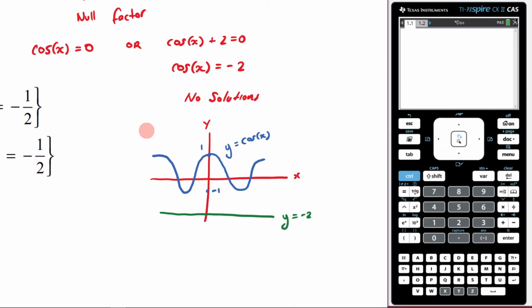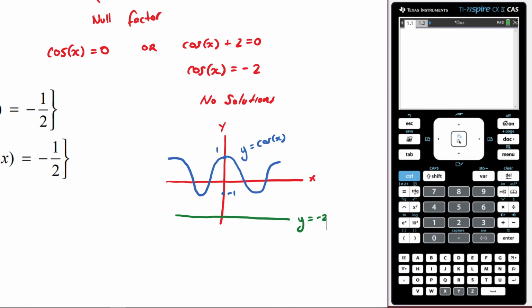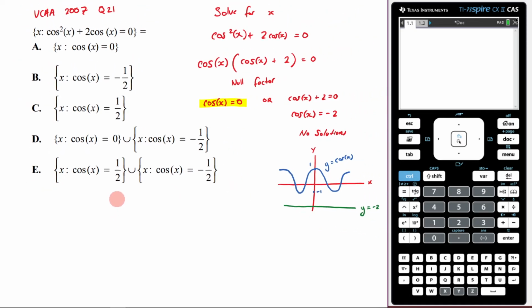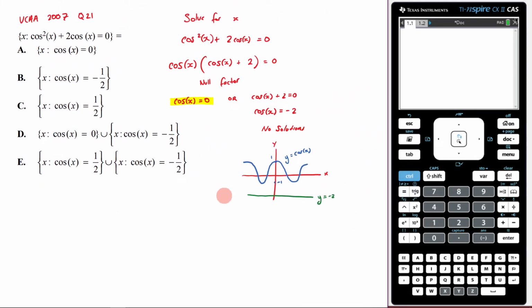So that means the only way we're going to get solutions from this is by considering cos of x is equal to 0. And now when we look at the solutions, let me just zoom out a bit. That means A is going to be our answer. So actually, let me just circle it. A will be our answer. So my set of all possible x values will be the same as for when cos of x is equal to 0. The rest are not true. That's how you approach that question.